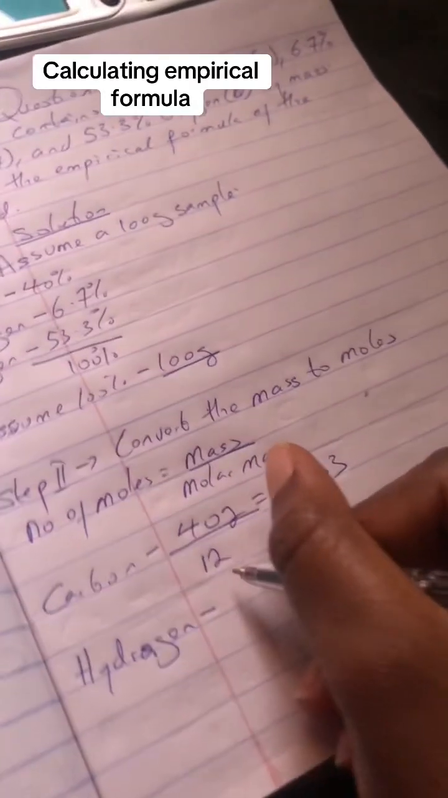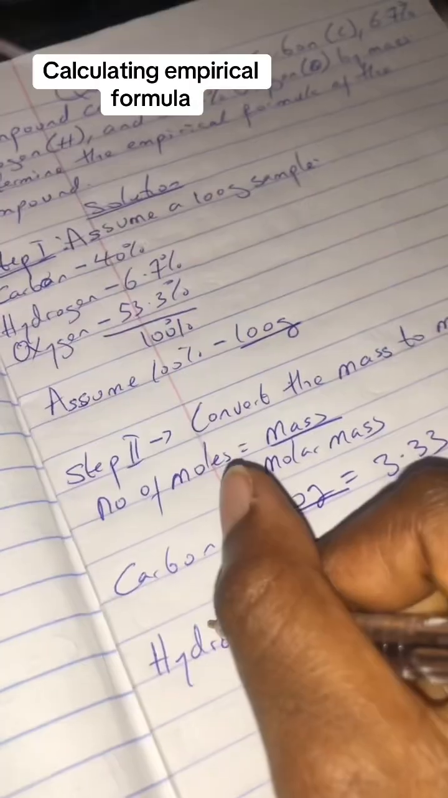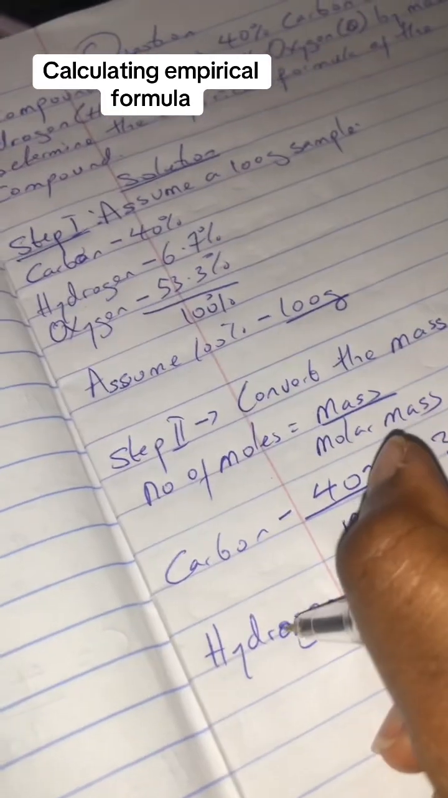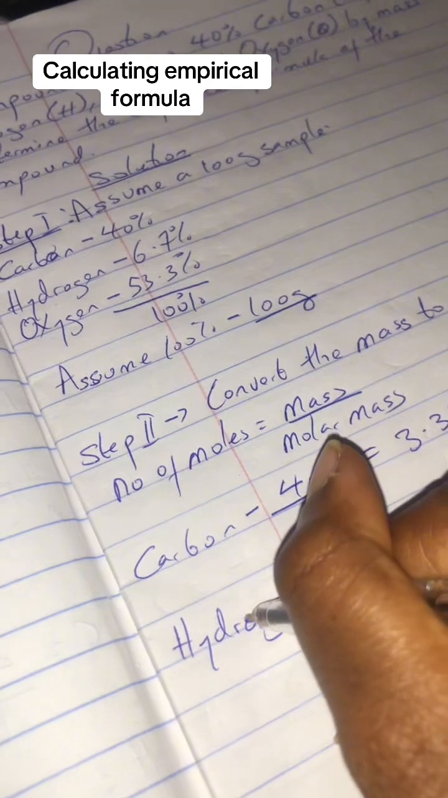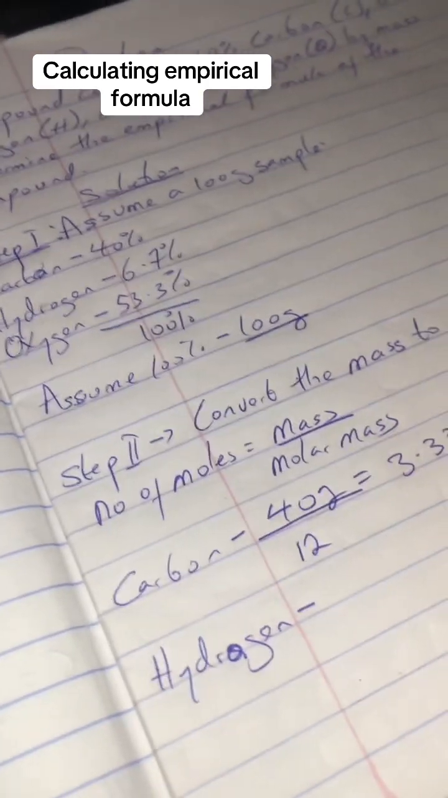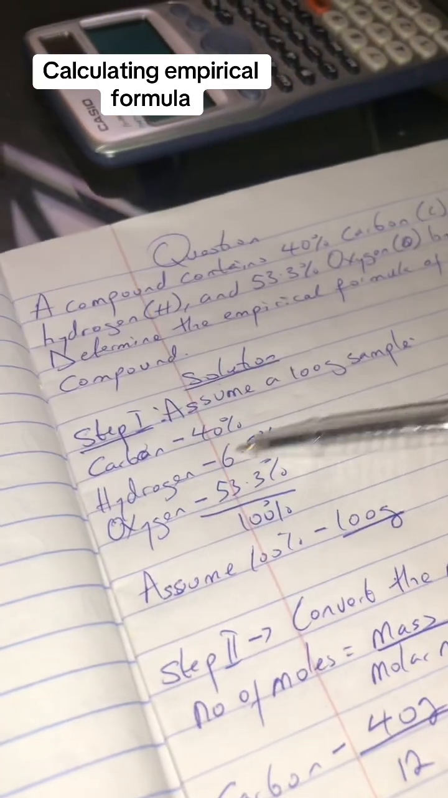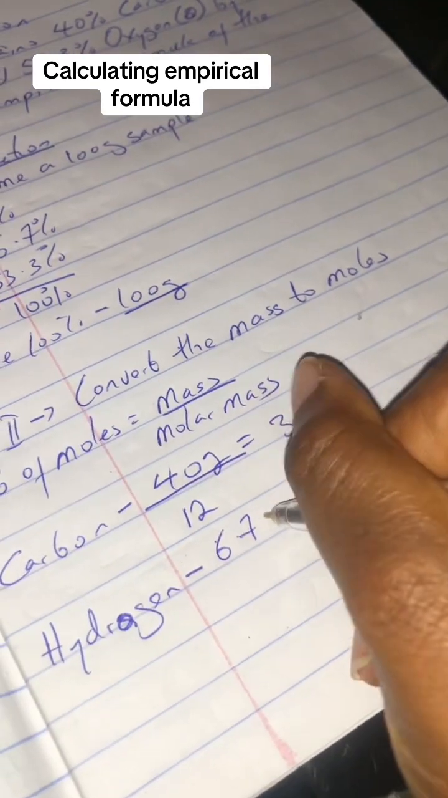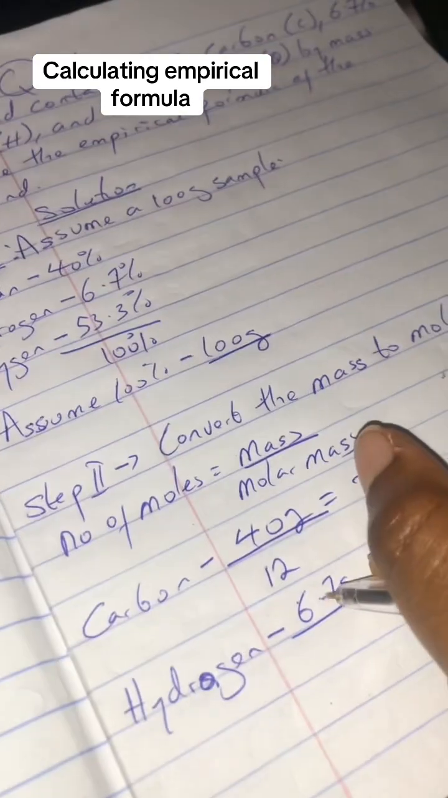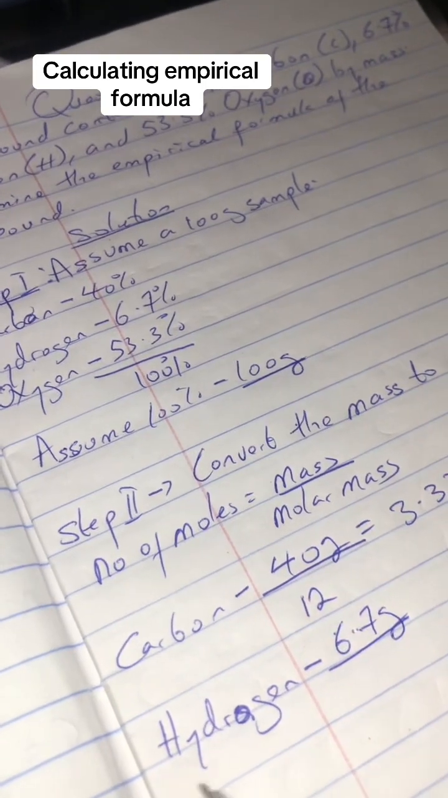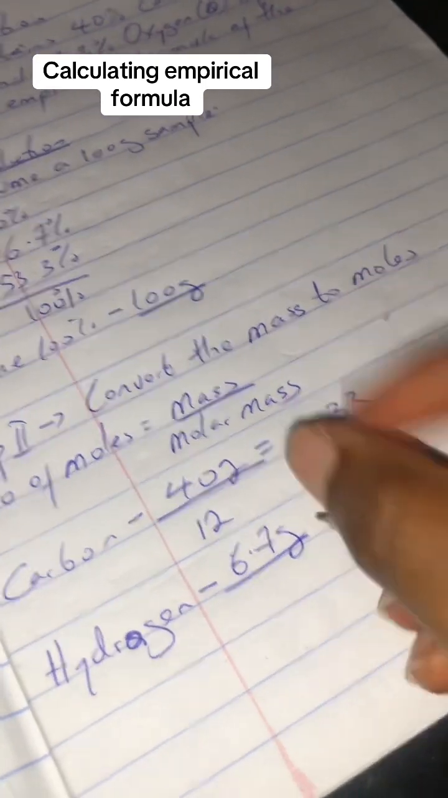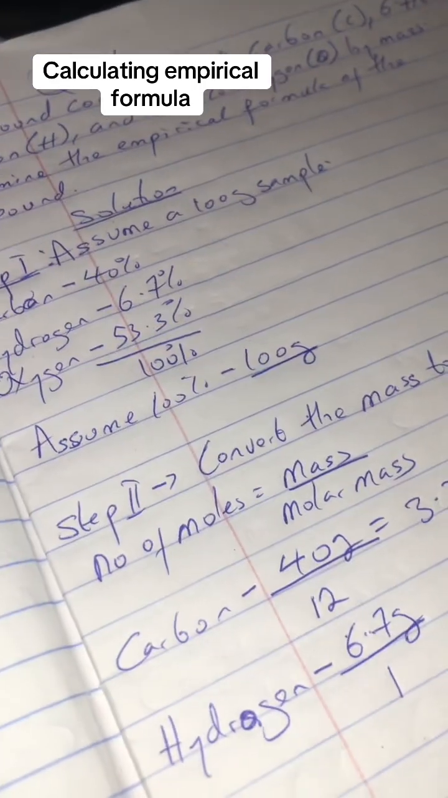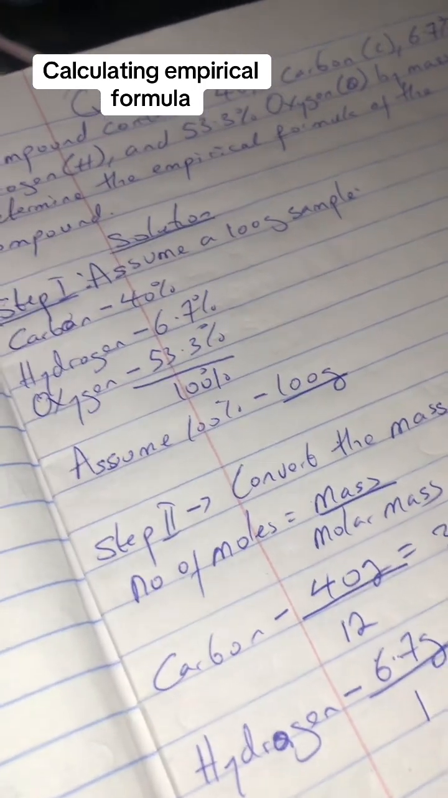6.7 grams. We'll calculate the number of moles for hydrogen. For hydrogen, 6.7 will be 6.7 grams. That will be 6.7 grams divided by, what's the molar mass for hydrogen? Very simple, we know it is 1. That will be 6.7. Number of moles for hydrogen will be 6.7.